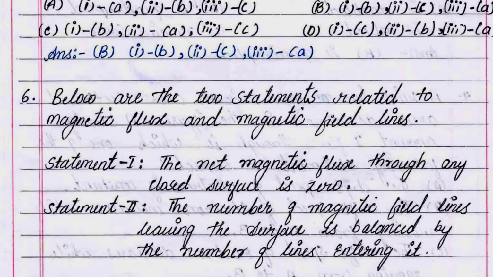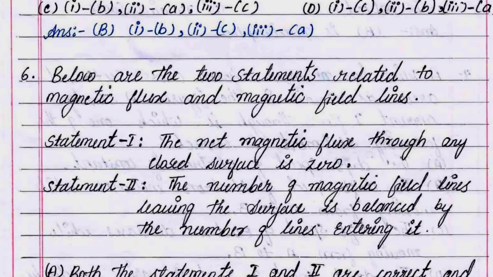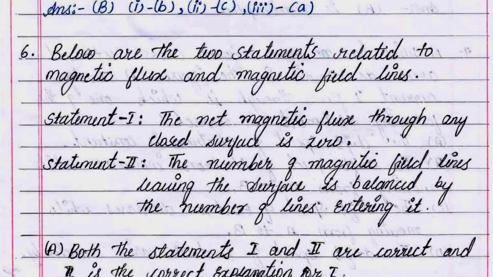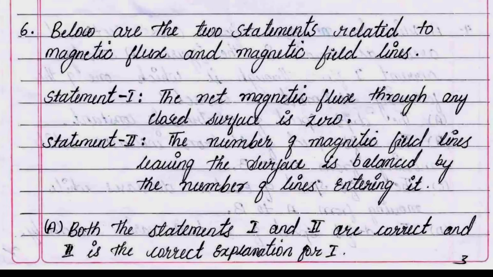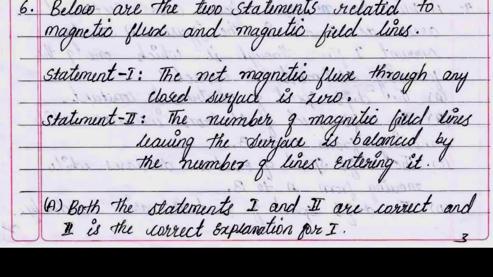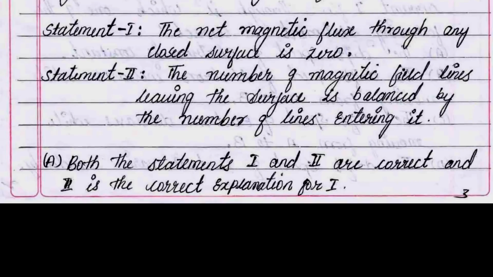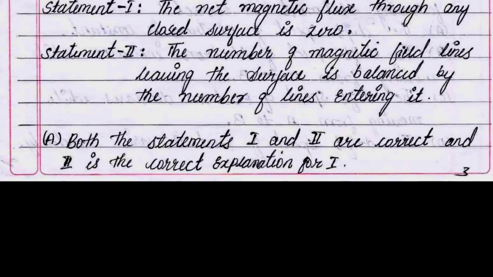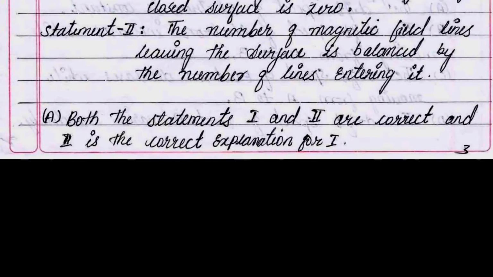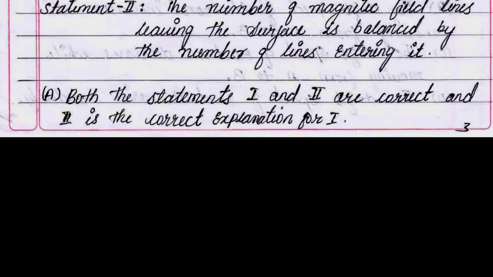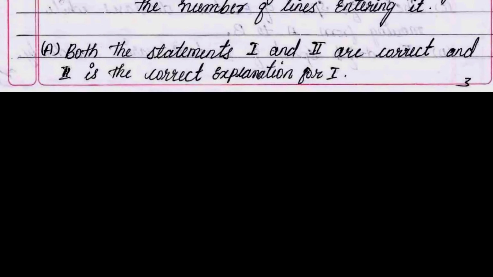Sixth, below are the two statements related to magnetic flux and magnetic field lines. Statement 1. The net magnetic flux through any closed surface is 0. Statement 2. The number of magnetic field lines leaving the surface is balanced by the number of lines entering it. A. Both the statements 1 and 2 are correct, and 2 is the correct explanation for 1.